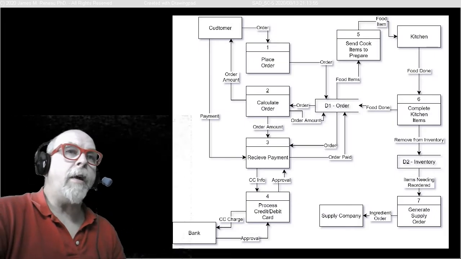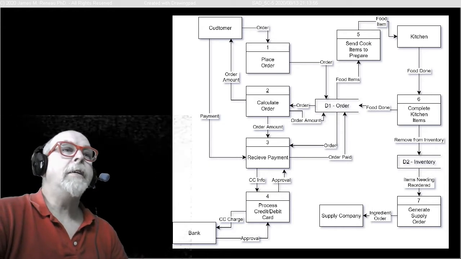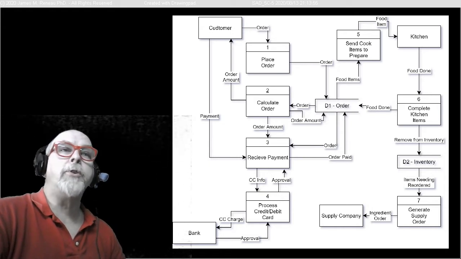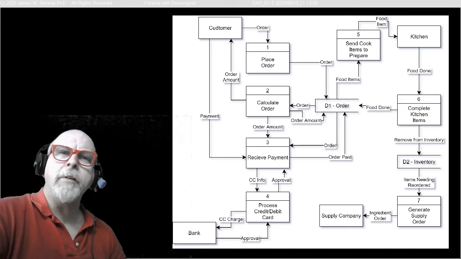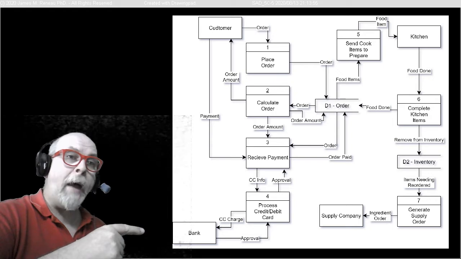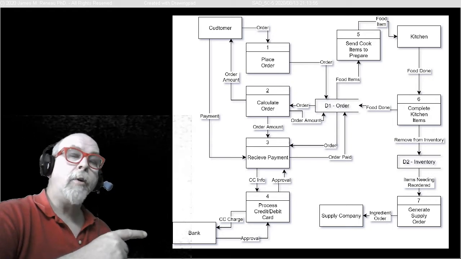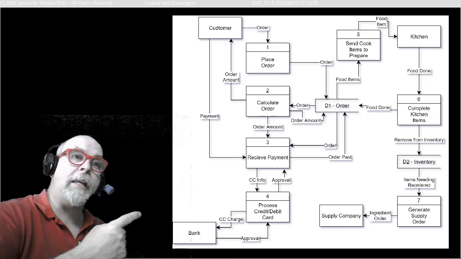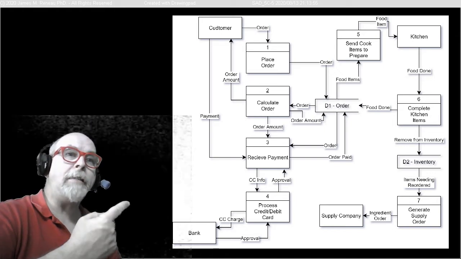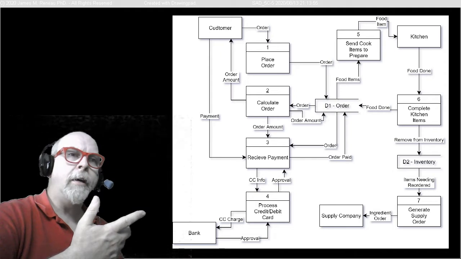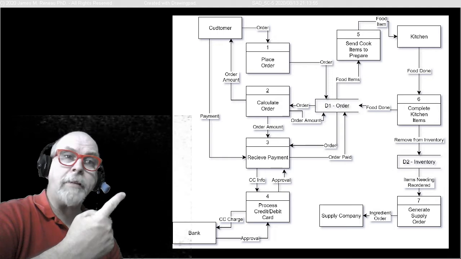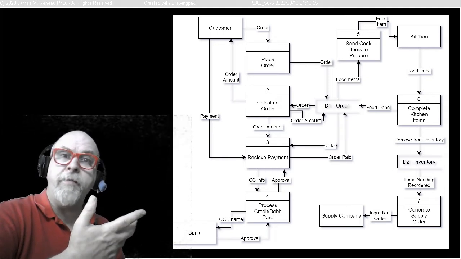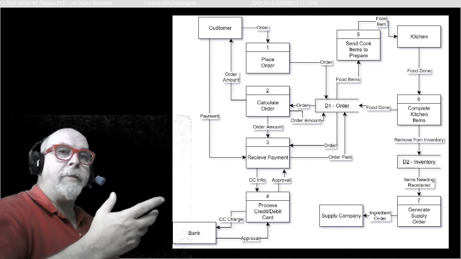The level 0 diagram that I have for the ice cream stand has 7 processes. 1, place order. 2, calculate order. 3, receive payment. Then I've got a process that's not really anywhere on the context, but bank was on the context with a credit card charge going to the bank and the bank sending it back for approval. I say that's a separate process, because we could receive a cash payment and that would go through the payment process, but the debit and credit card wouldn't be involved. So I'm splitting that out as a separate process.